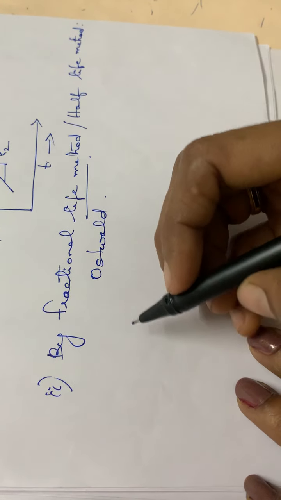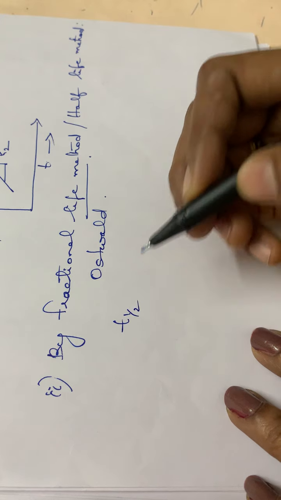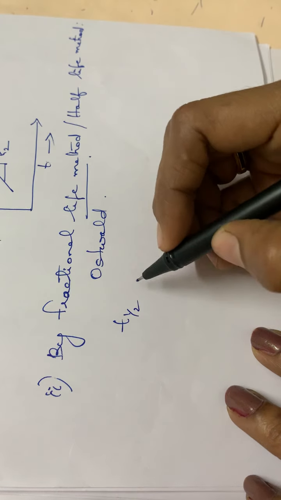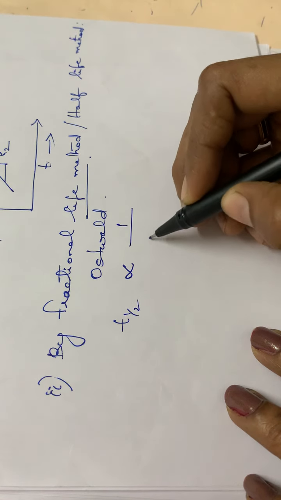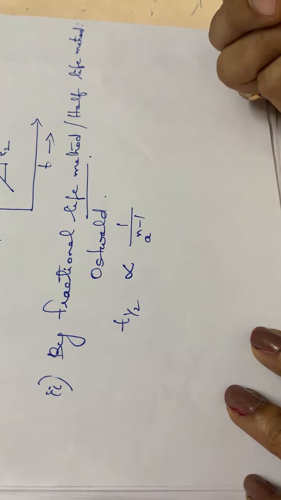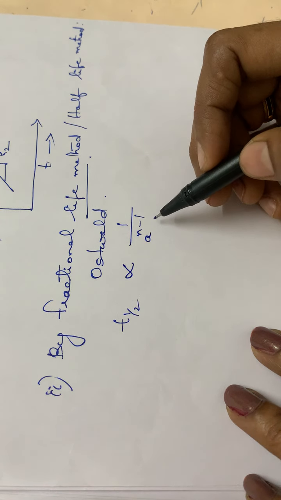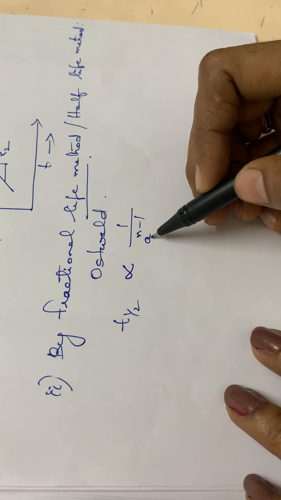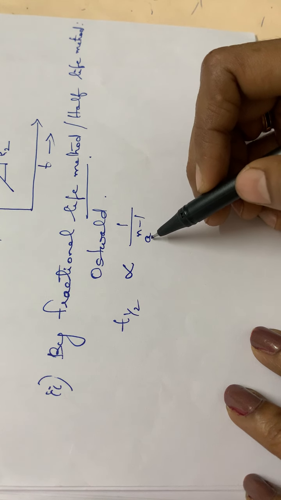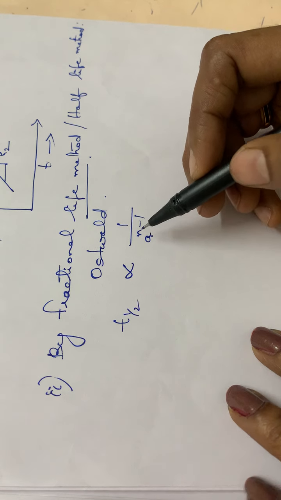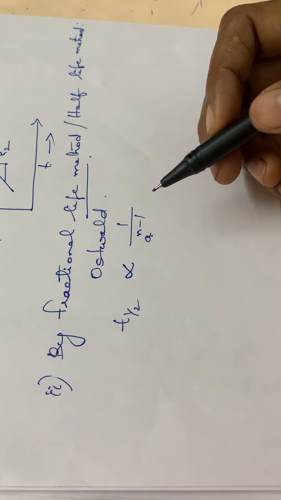And also, for the half-life of a reaction, I had written a general expression in the last video, isn't it? And the expression is like this: T half is directly proportional to 1 by a raised to n minus 1. What about a? a is the initial concentration of the reactant. What is n? n is the order of the reaction, isn't it?